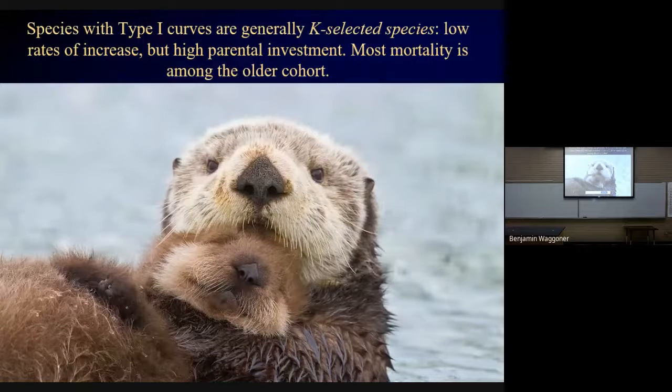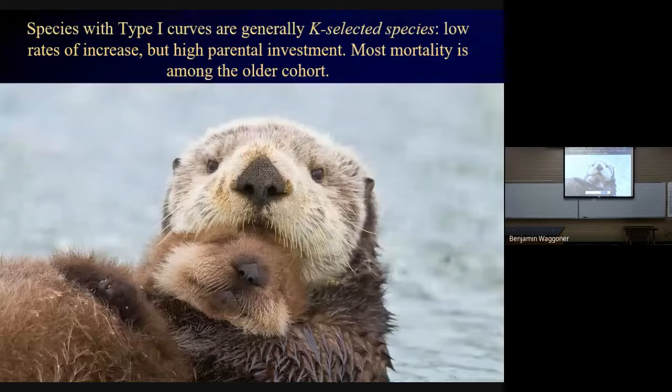That curve is called a type 1 life history. That's what we've got, and that's what this sea otter snuggling her baby has. Species with that kind of life history, that kind of mortality curve, are typically what we call K-selected.